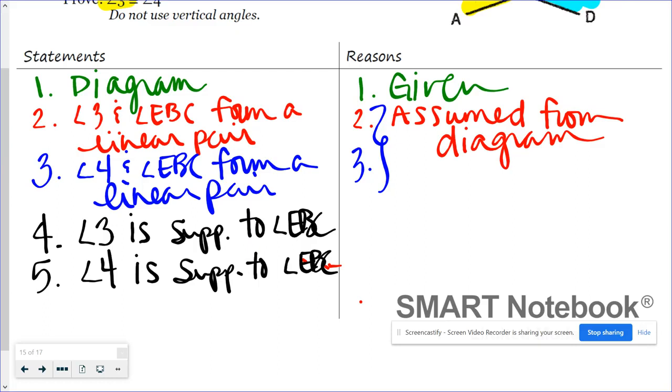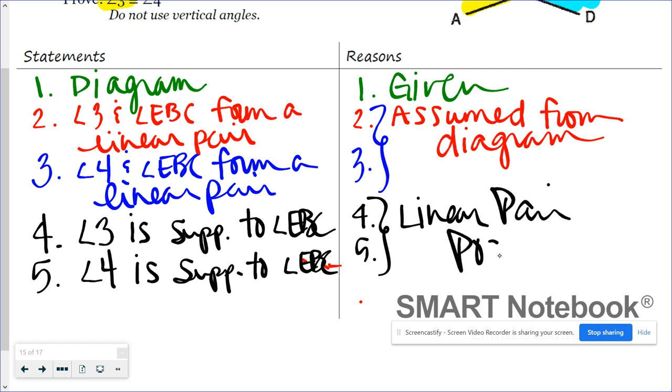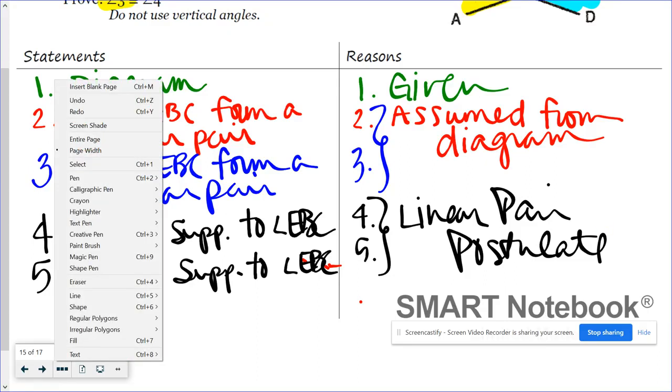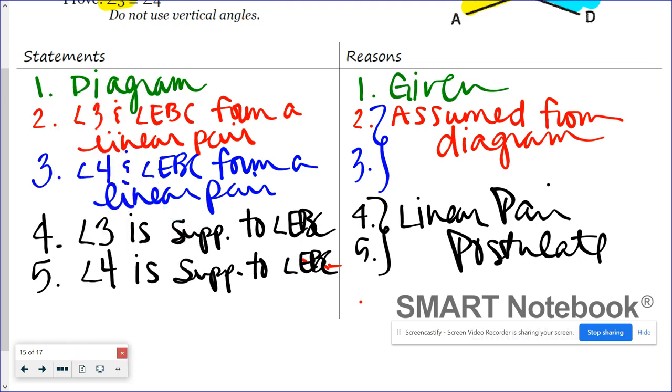Why are they supplementary? That's right, the linear pair postulate. The linear pair postulate says if two angles form a linear pair, then they are supplementary. Way to go. Okay, so let me bring us back to what we're trying to prove here.